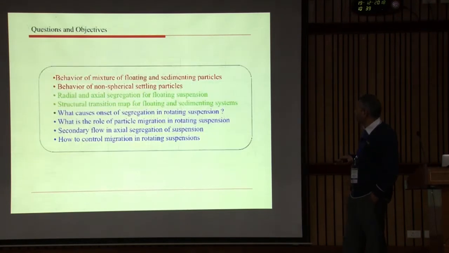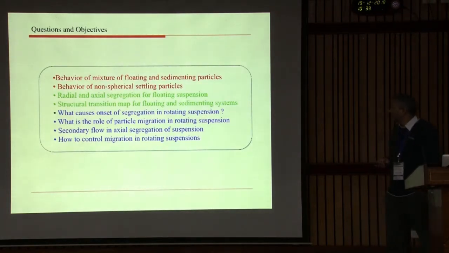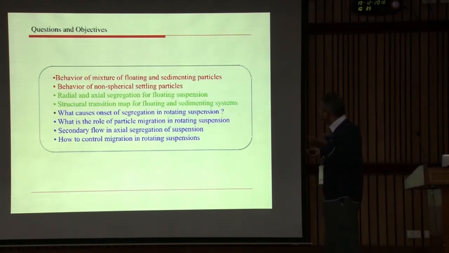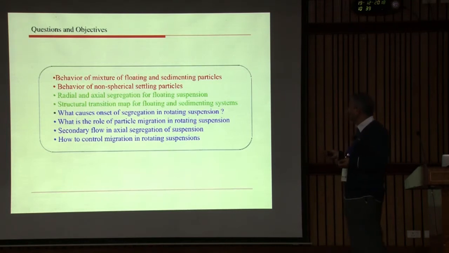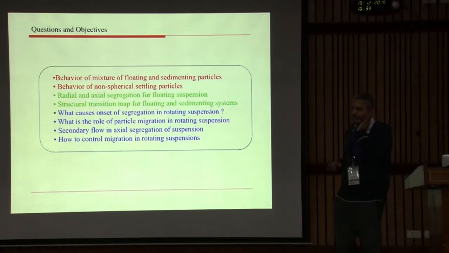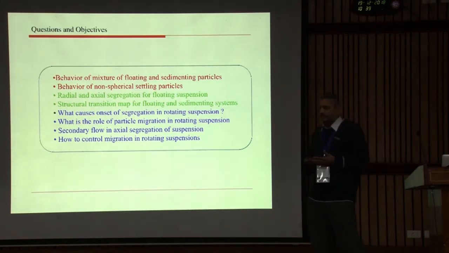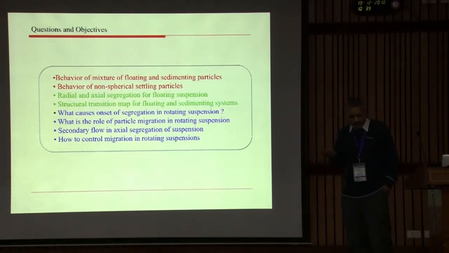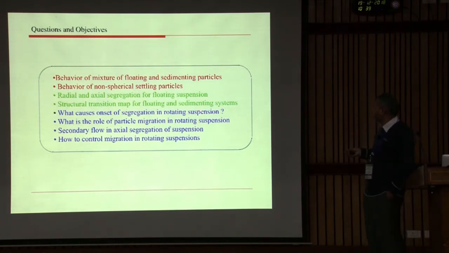So this has motivated us to look again into the floating particle suspension, and also what happens when you have a mixture of these particles. These are the questions we try to answer. What is the behavior when I have a mixture of floating and settling particles? What if I have non-spherical particles instead of spherical particles? These two I try to address by doing experiments. And then the question is whether we can explain it through point particle simulation. What is the radial and axial segregation of floating suspension, and when does the transition occur between different phases? These we have addressed through the Stokesian simulation of the point particle approach.